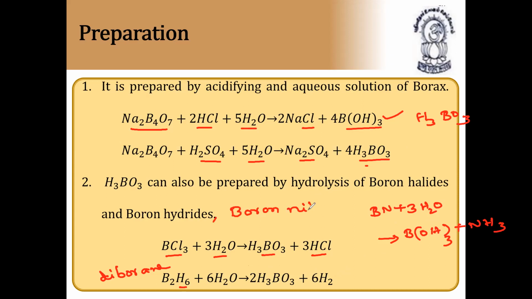One more equation I have added. It is also prepared from nitrides. So boron nitride, BN, combines with water and forms B(OH)3 plus NH3, ammonia gas. So this is a preparation of orthoboric acid.